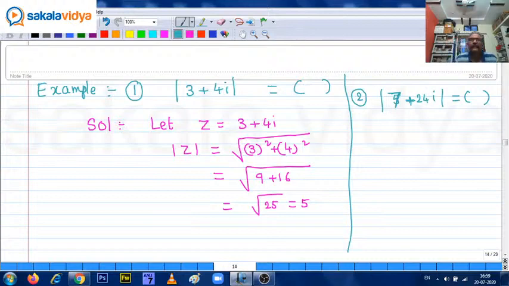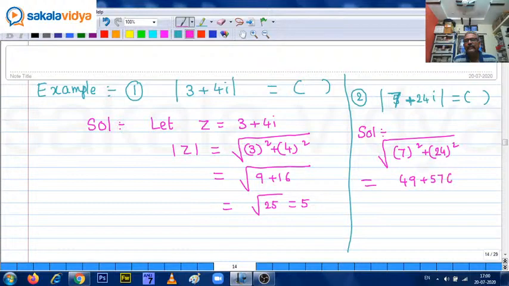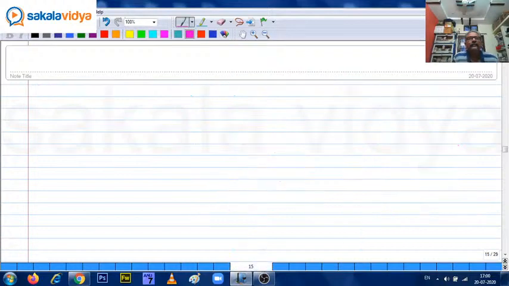Right, very good. So that means your solution, directly I am writing root over 7 square plus 24 square. So 7 square is 49, plus 24 square is 576. That means we get root of 625, whose value is 25. Square root of 625 is 25. Okay, understood now? Now I will switch over to the next concept.